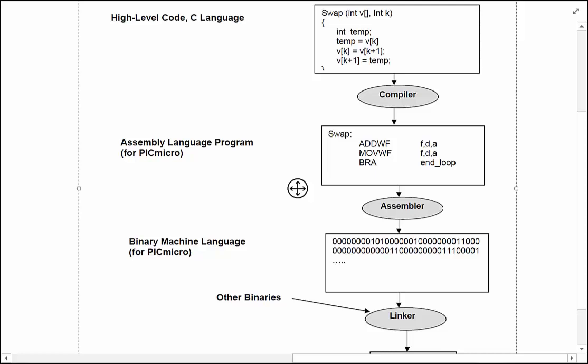The compiler takes your high-level language and breaks it down into its individual executable code, which we call assembly instructions. For example, add W and F from one location to another location, and then put the result in one of those two locations, is an example of an assembly language. PIC micro, which I've used as an example here, is an assembly language and an architecture used by a company called Microchip. It's one of the largest microcontroller manufacturers or designers in the world.